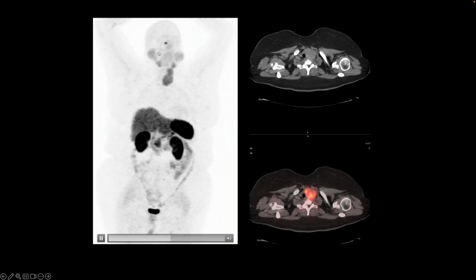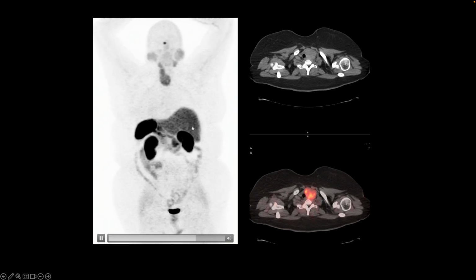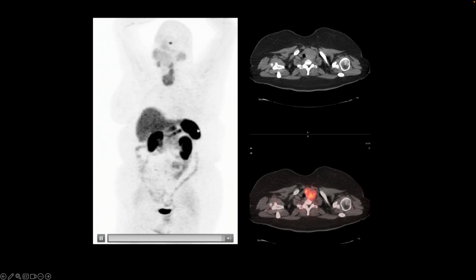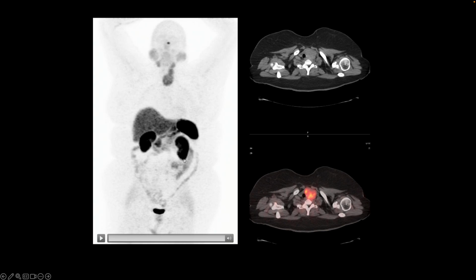We see faint symmetric uptake in the salivary glands, uptake in the liver, spleen more active than the liver, and excretion from the kidneys into the urinary bladder. This patient had history of neuroendocrine tumor, and the scan is negative for a neuroendocrine tumor recurrence or metastatic disease. But the interesting finding is increased uptake in an enlarged left lobe of thyroid.